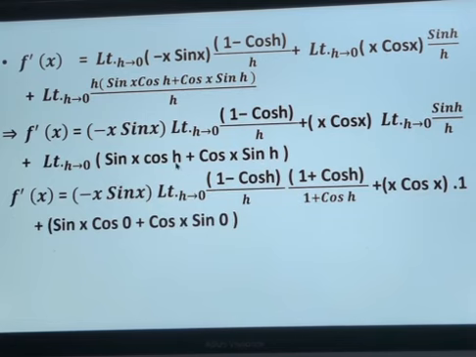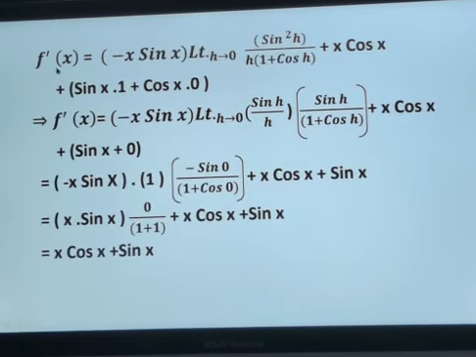Next step, put h is equal to 0. So plus sin x into cos 0 plus cos x into sin 0. Sin 0 goes to 0, cos 0 goes to 1. So f'(x) will be equal to (−x sin x) into limit h tends to 0. Now use 1 − cos² h, that is equal to sin² h, over h (1 + cos h), plus x cos x, plus sin x into 1, plus cos x into 0.